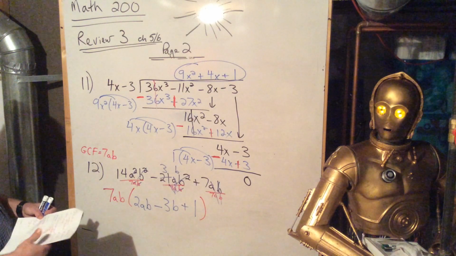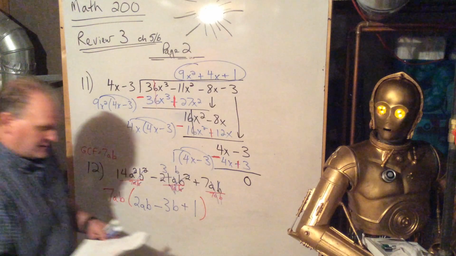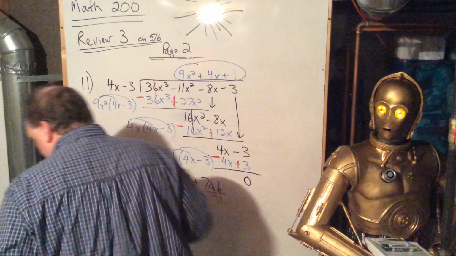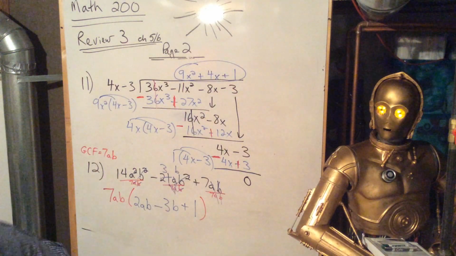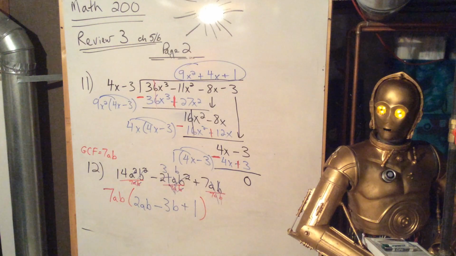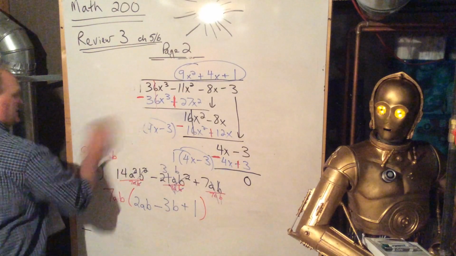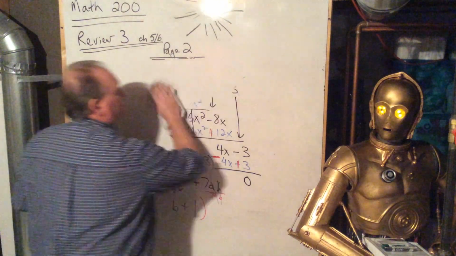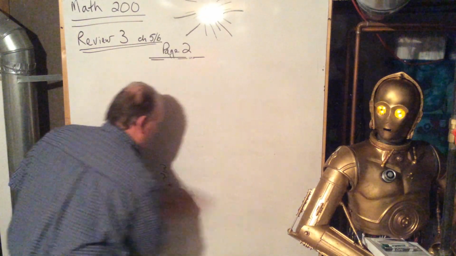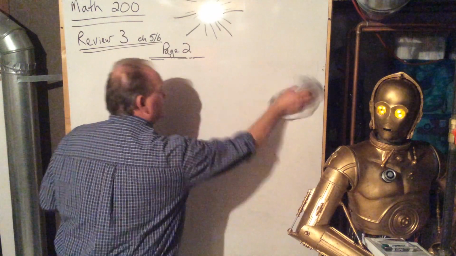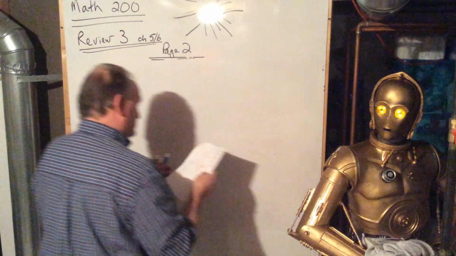We factored out 7ab. Let's do, oopsie, gravity. Oh no! Gravity intervened there. So let's take a look at the other two problems on this page. I think we're going a little over 10 minutes.